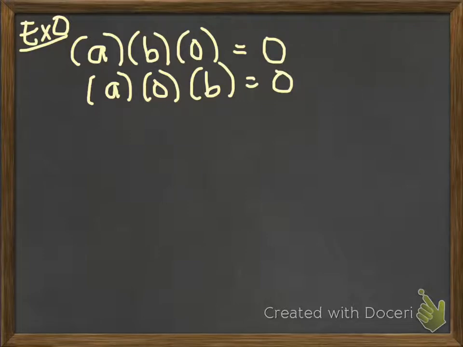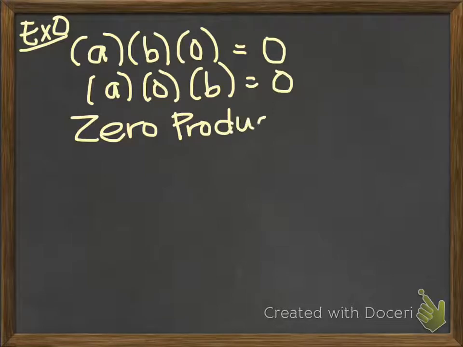Okay, so what we're learning today, solving equations by factoring, is known as the zero product property.